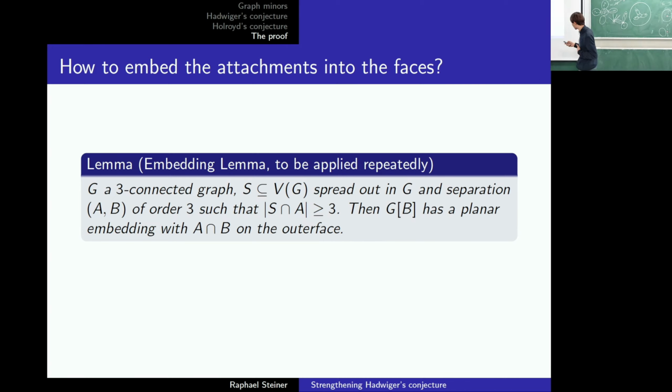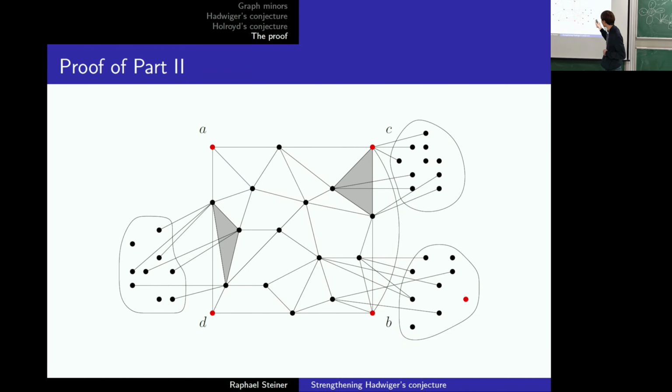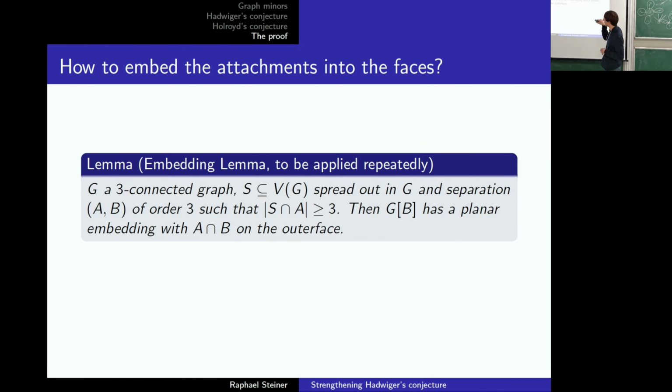And you might wonder why we assume only three vertices in A and not four? Because we could assume four in this application. But the reason is that we will prove this lemma now by induction. And for the inductive step, to make induction work, you need to assume less. Okay, so let's prove this statement.